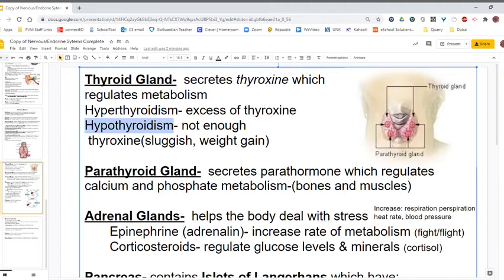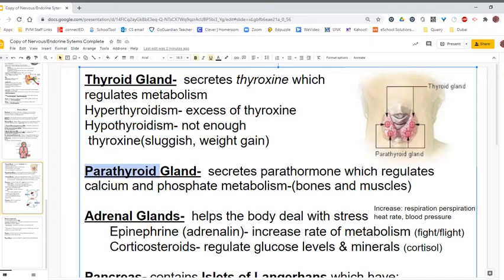Hypo is the exact opposite. It's very low metabolism because of low thyroxine production. This can make you feel sluggish, cause weight gain. These are the people who say, oh, I just look at food and I gain weight. Well, that's because their metabolism is so low that they're not utilizing the materials that they're putting in.